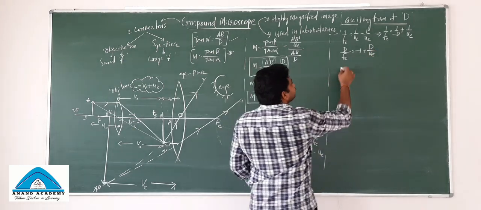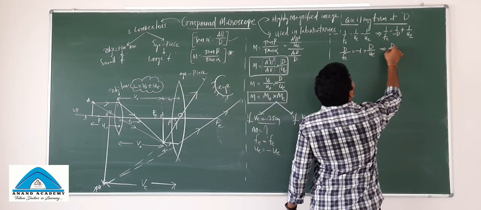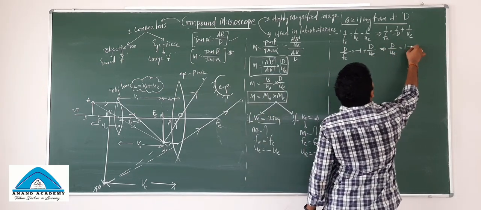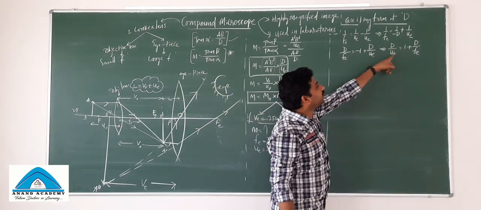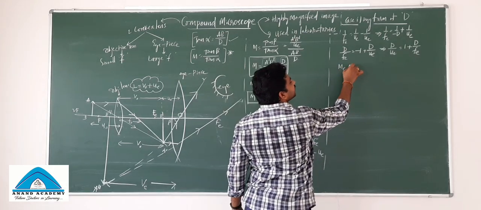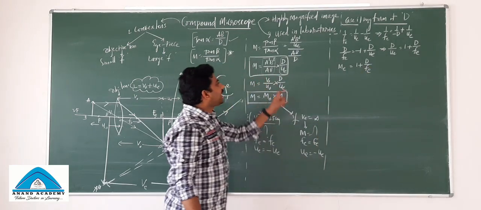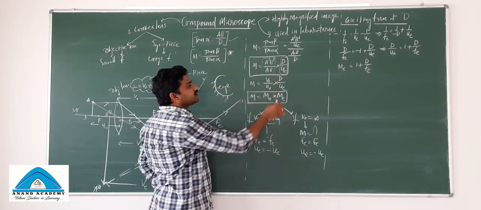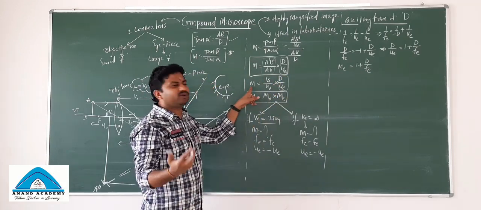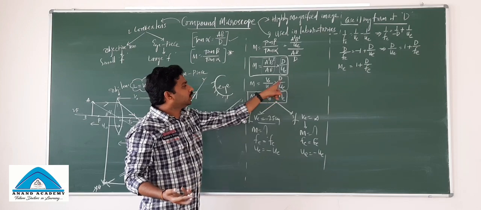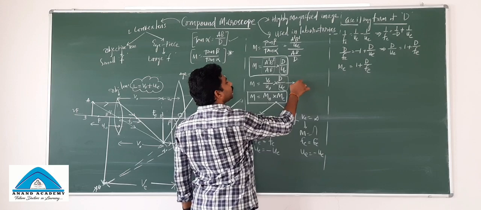Here I can write D by u_e is equal to 1 plus D by f_e. D by u_e, can I write this as magnification due to eyepiece, which is 1 plus D by f_e. Magnification due to eyepiece, see here, so D by u_e we have got, so final magnification will be what? v_o by u_o into magnification due to eyepiece, right? So let me write this equation 1.